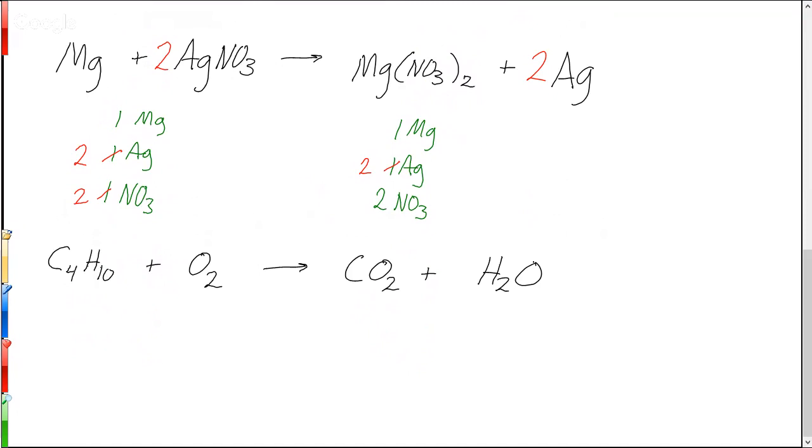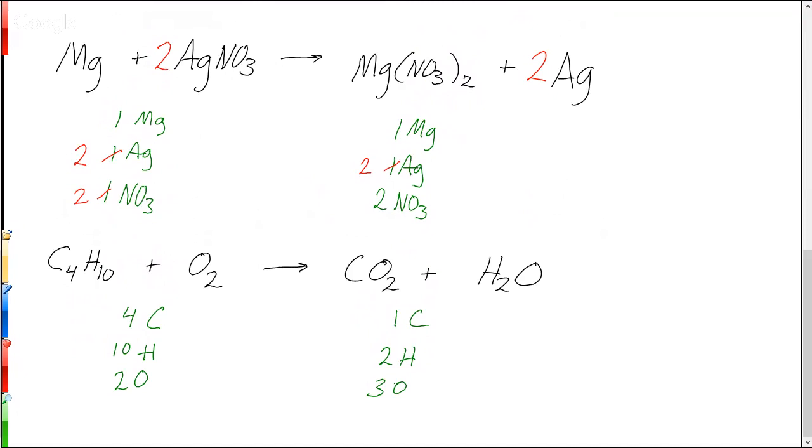Is anybody getting stuck at a particular spot here, where it's not working out? All right, let's go through it. See how it works. First thing is to count everything up. So 4C, 10H, 2O on the left; 1C, 2H, 3O on the right.